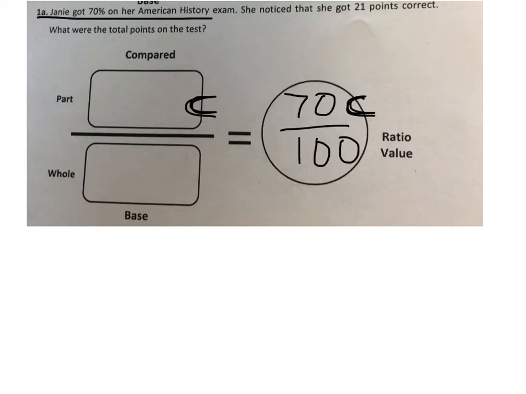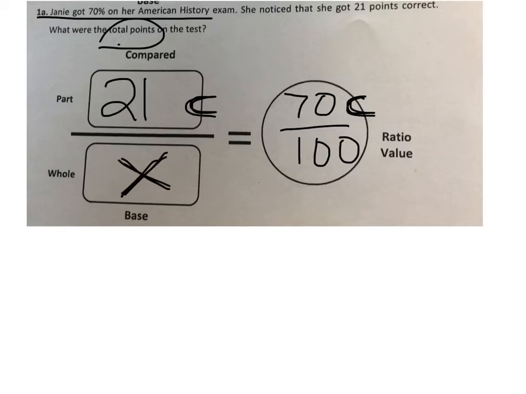And the rest of the question says she noticed she has 21 points correct. Well, the 21 this time isn't going to go on the bottom. It's going to go on the blank that has correct. The question that should be the bottom is what's the total points? And remember how total is always your bottom number? We're looking for the total.